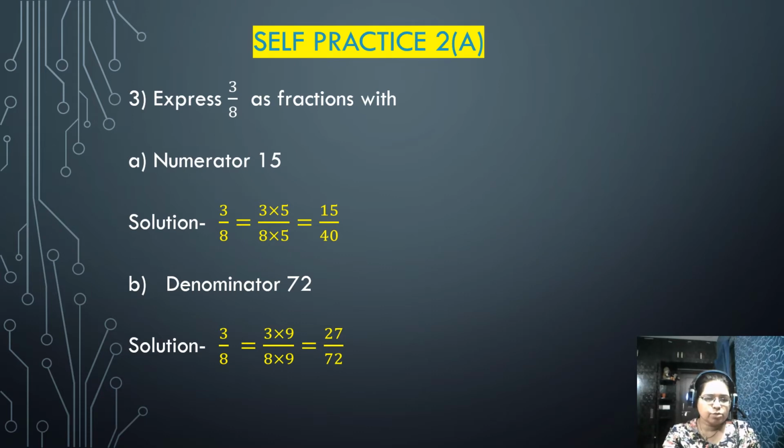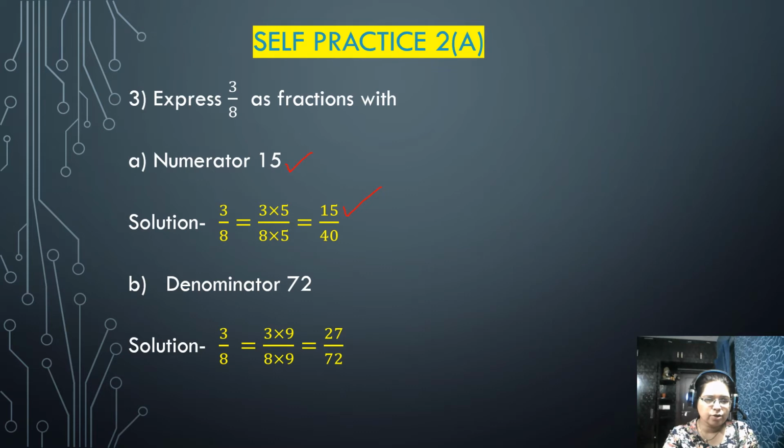Now we will solve question number 3. Question number 3 is: express 3 divided by 8 as a fraction with numerator 15. We know 3 multiplied by 5 gives 15, so 15 is the numerator. 3 multiplied by 5 is 15.